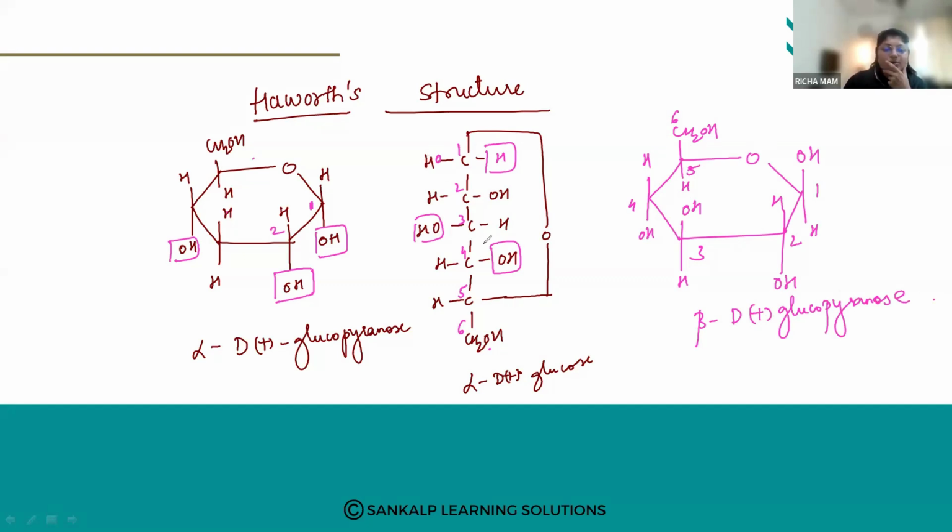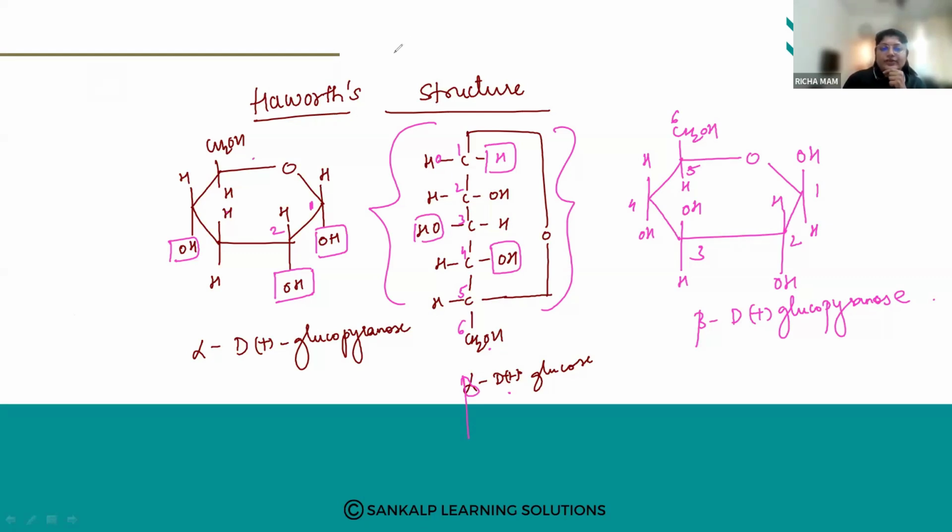They may ask you to write the Haworth structure for alpha-D-glucopyranose or beta-D-glucopyranose. So you need to remember the hemiacetal structure. If you know the hemiacetal structure, then depending upon it, you can write the Haworth structure. Is it clear? Any doubts? Okay, fine.